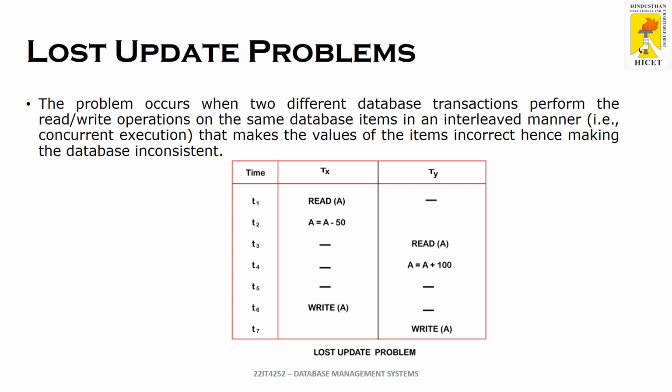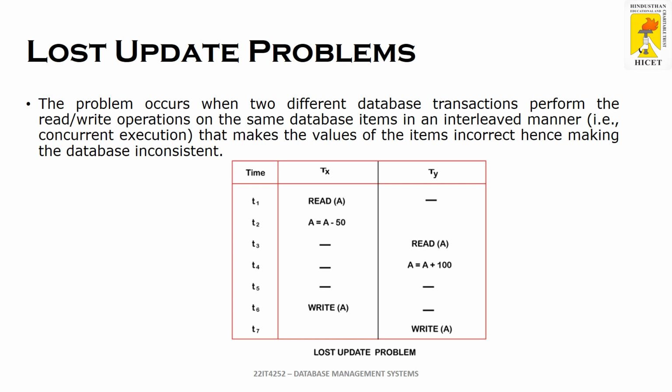Here in this example, Tx and Ty are two transactions working on the data item A. Assume the initial value of A is 300. At time t1, the value of A is read by Tx, and at time t2, A is decreased by 50. Now A becomes 250. At time t3, there is no update taken place at t2, but control moves to Ty, which reads the value of A. What value does Ty read? It is 300 only, because after time t2 Tx didn't update any value, so Ty cannot read that value.